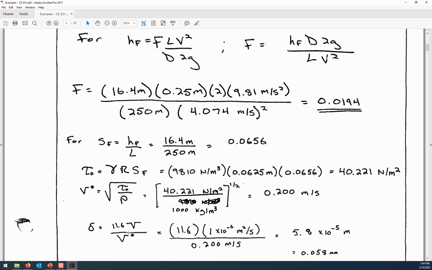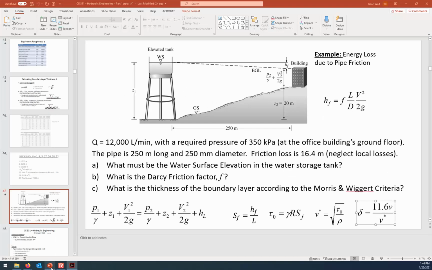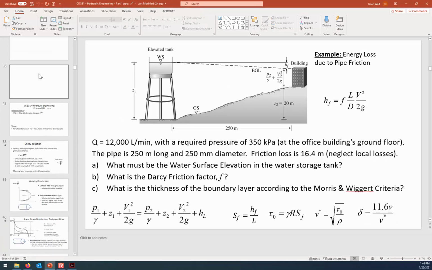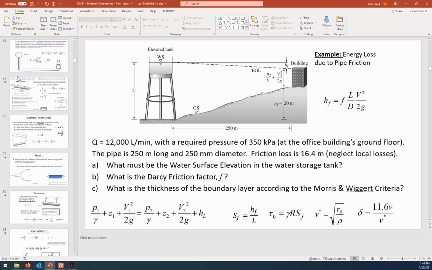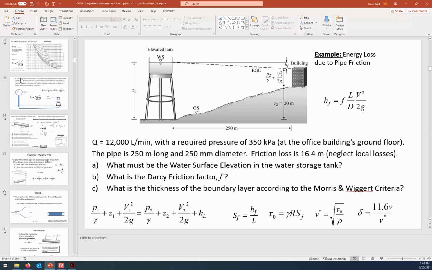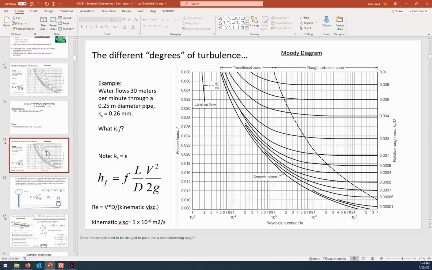So any questions about how we calculated the thickness of the boundary layer there? Okay. Well, we had an F value of approximately 0.02. Let's go back to a Moody diagram. I think we can find one. Okay, here's a Moody diagram.